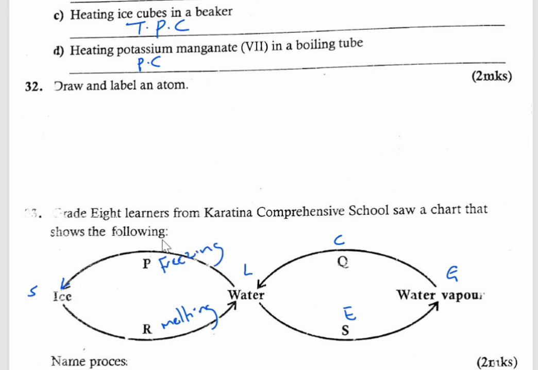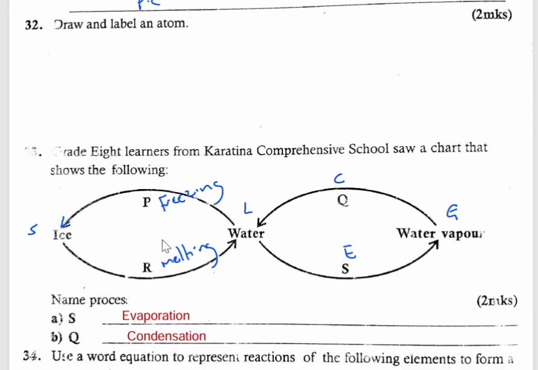So let us go to the question. Name process S. S is when water changes to water vapor, that is evaporation. And then name process B. Process B, that is the water vapor changing back to water, that is a gas changing to liquid. We call it condensation. And we score 2 marks. So we continue to question number 34.